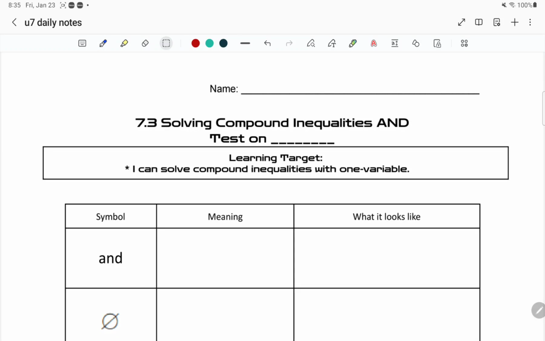All right. Today we're going to be talking about solving compound inequalities that are conjoined by the word and. So, first of all, a compound inequality. We've been solving and graphing inequalities for a week or so now. Now we're going to do two at a time. The two inequalities can be joined by the word and or the word or, and we're going to just focus on and today.